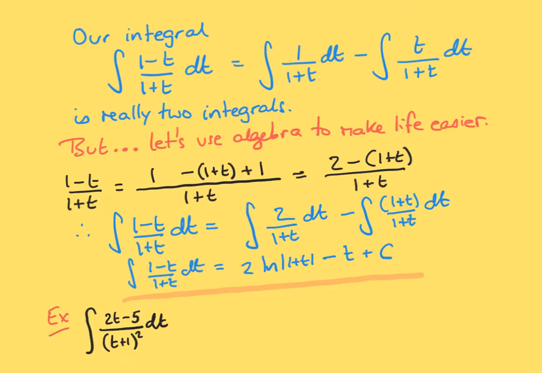And what I'd like you to do is to use the methods above and to show that this integral is equal to 2 times the logarithm of t plus 1 plus 7 divided by t plus 1 plus an integration constant. And the solution is on the next slide, but if you'd like to, have a go at it first.